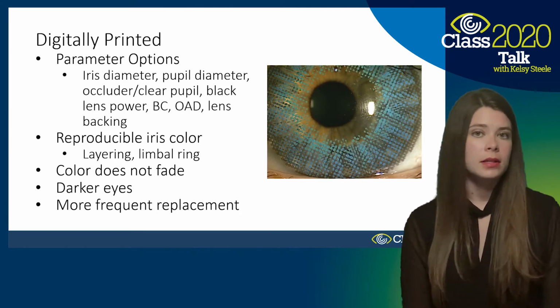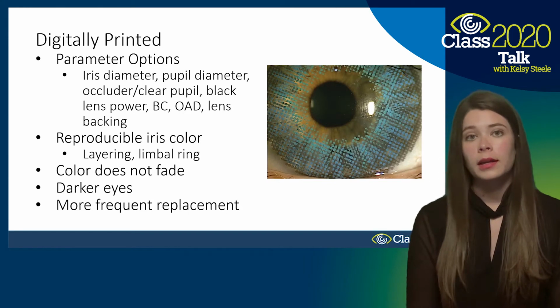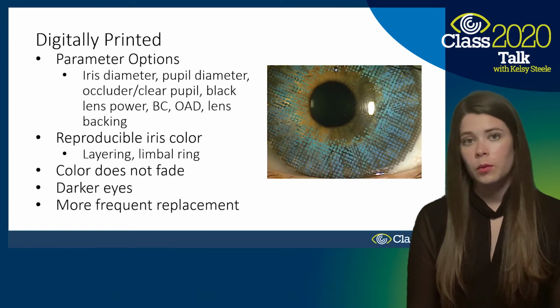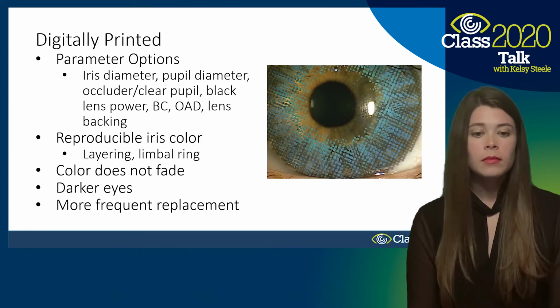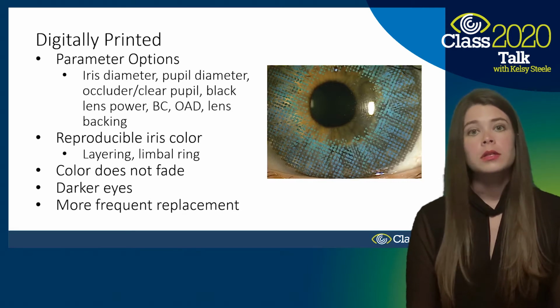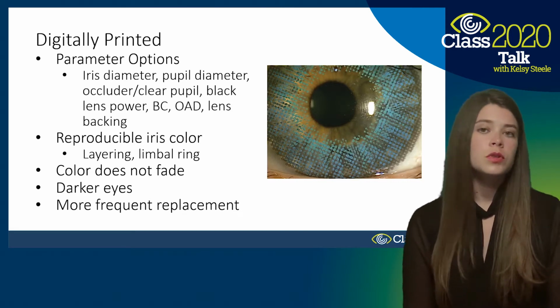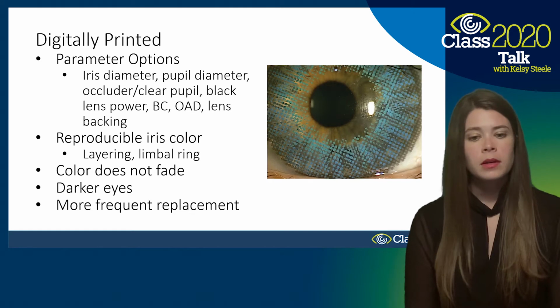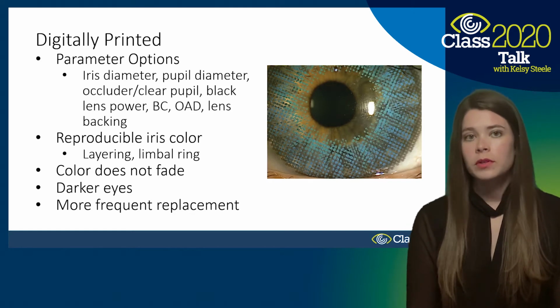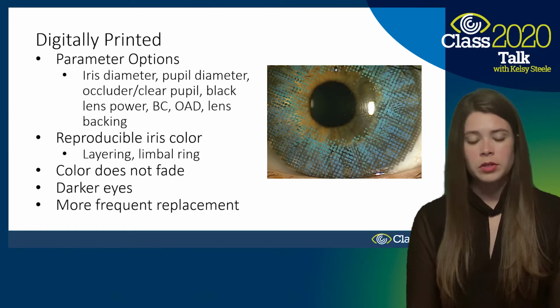You can choose the base curve, the overall diameter of the lens, and then the lens backing. Again, what are you trying to cover up? And what is the underlying iris color that will necessitate what backing you choose. These are highly reproducible. So unlike the hand-painted ones, these are just printed the same every time. So they do look the same over time if you were going to repeat this for a patient.